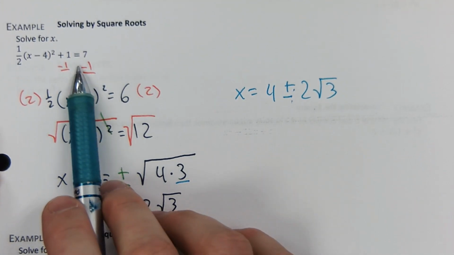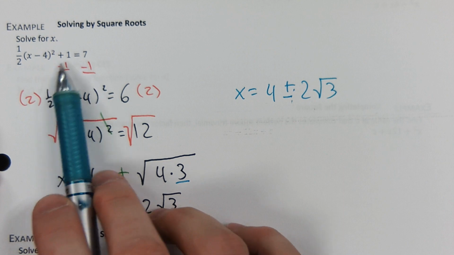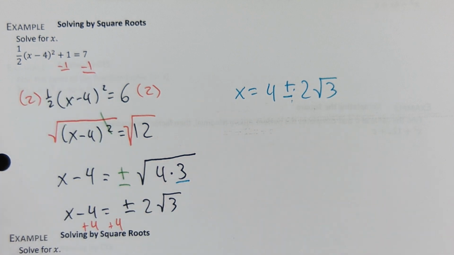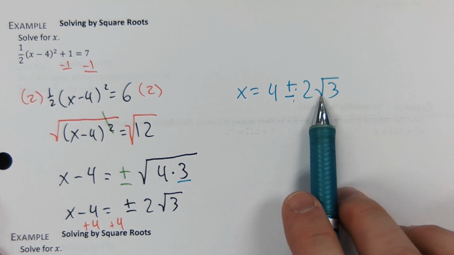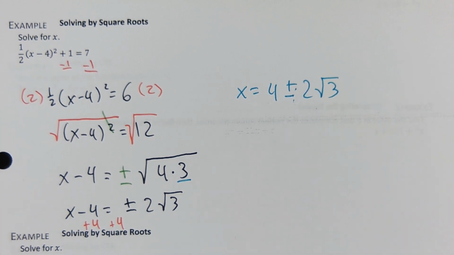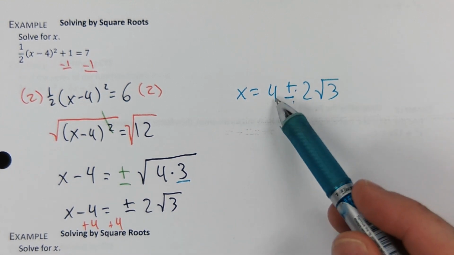And if I were to graph these two things, the intersection point would be 2 root 3 to the right of 4 and 2 root 3 to the left of 4. It's pretty neat, realizing that this is the axis of symmetry.